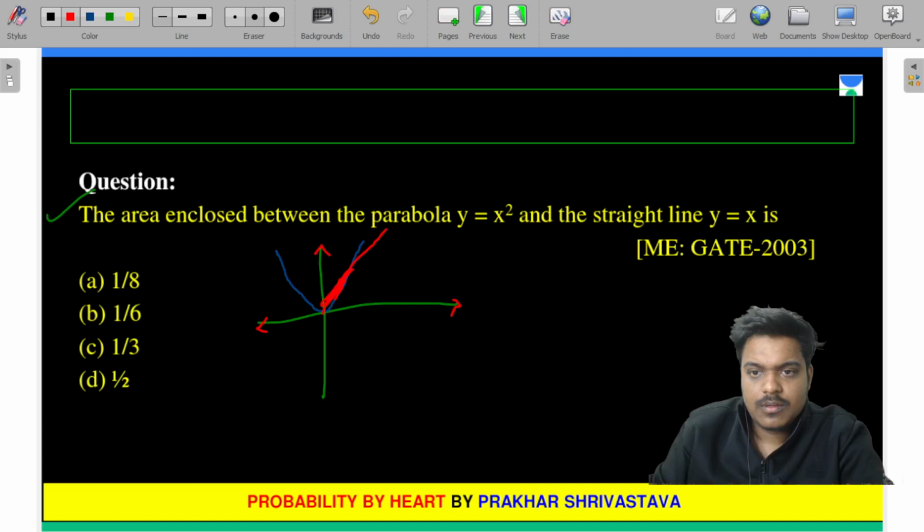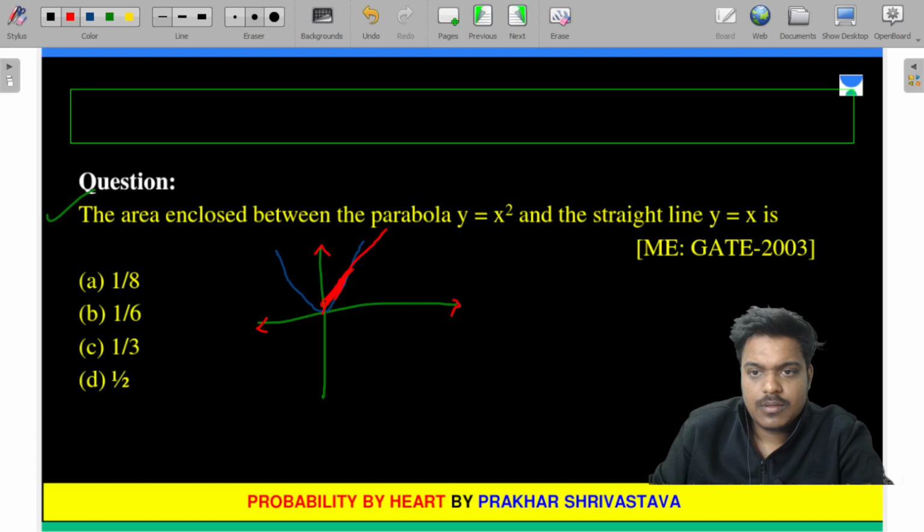So I'll just solve this question for you. If you try to integrate it, I had told you the area. This is something like this. This is the parabola y is equal to x square, and this is a line y is equal to x, and you need to integrate in between.